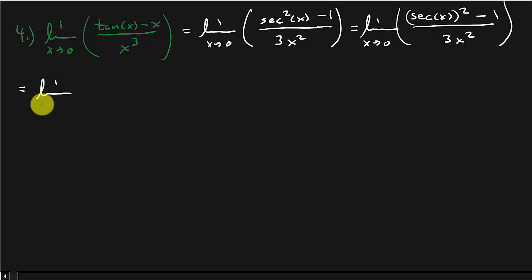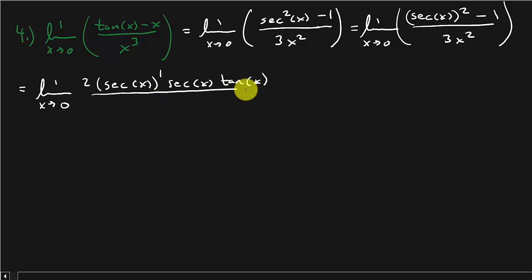So this is equal to the limit as x goes to 0. So the 2 comes down. Subtract 1 from the exponent, so that's secant to the first, times the derivative of what's inside the parentheses here. So what's the derivative of secant? Well, that's secant tangent. And then the derivative of 1 is 0, and that's over 6x.